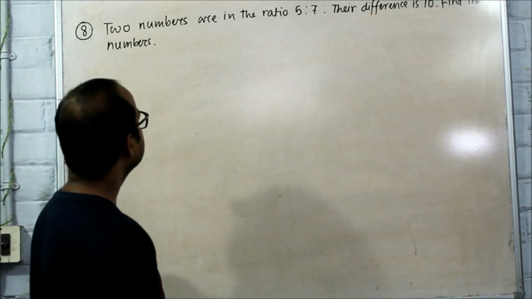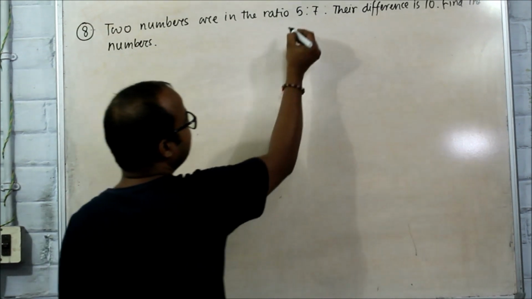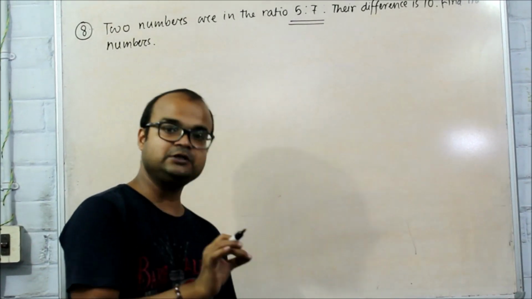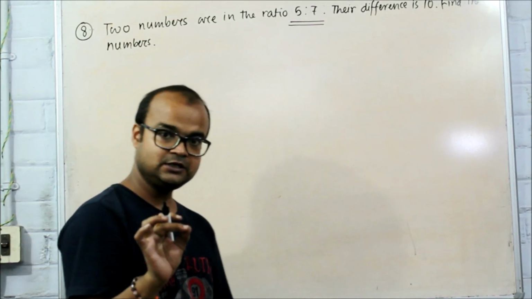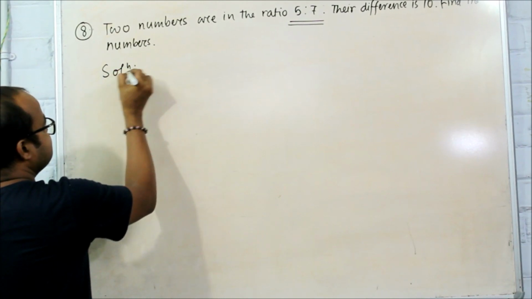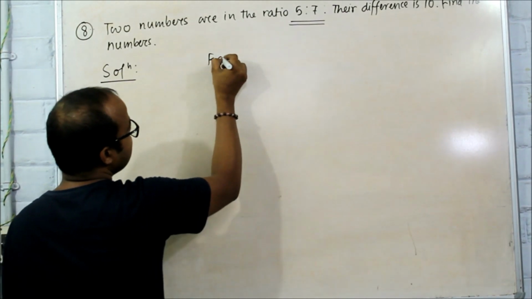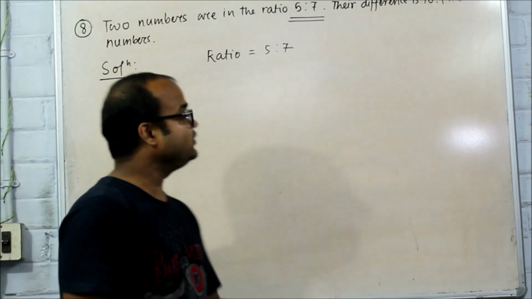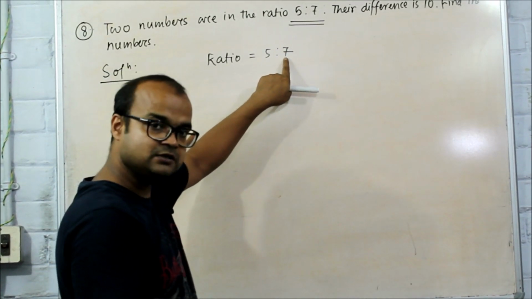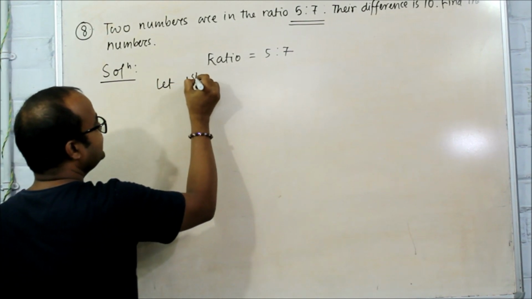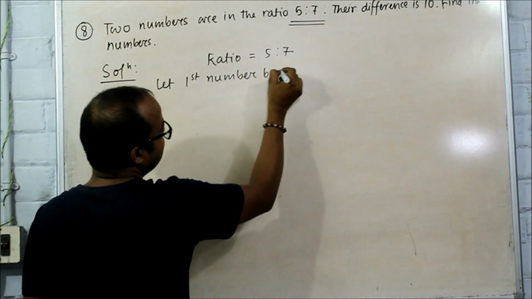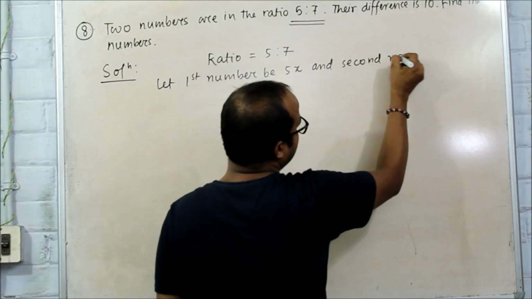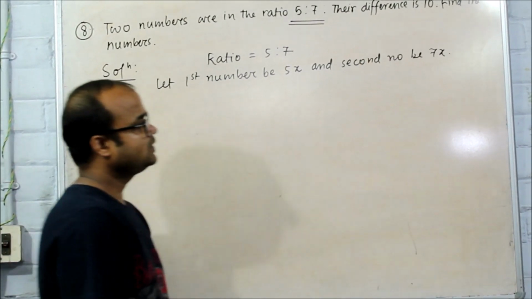Now the next sum is: two numbers are in the ratio 5:7. The best way to solve this problem is using x. See how easy it will be if you consider x. So the ratio is given as 5:7. We assume the first number as 5x and the second number as 7x. So let the first number be 5x and the second number be 7x.